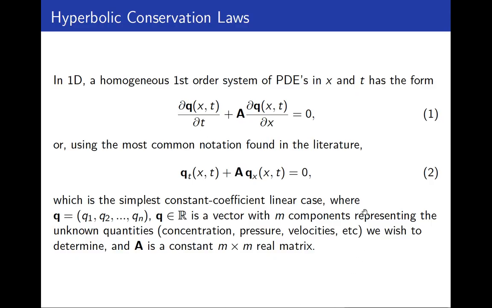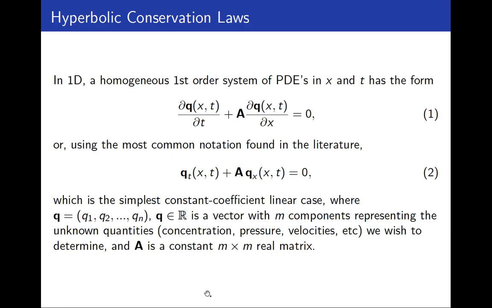So now let's talk a bit about the mathematics of these equations. So let's consider we have a one-dimensional system. So a homogeneous first order system of PDEs in both position x and time t has the form of equation 1. So this is a system of equations where we have a temporal derivative and here we have an advection, a convective term. So Q is a vector of m components representing the unknown quantities.